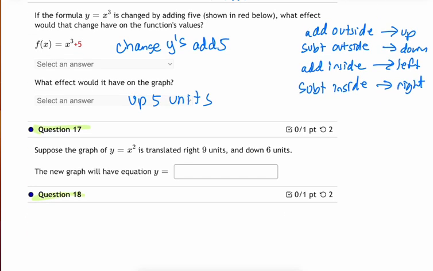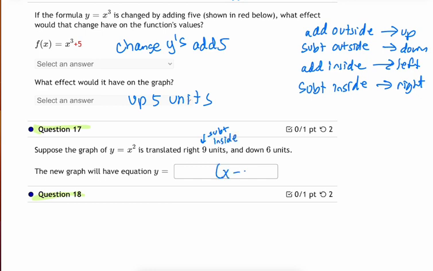So let's move on to 17. So it says if we want to take the graph of y equals x squared and translate it to the right 9 and down 6. So the right 9, we are going to subtract on the inside.